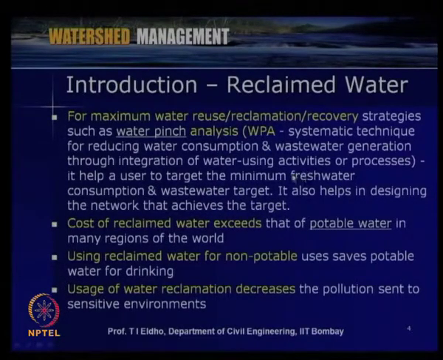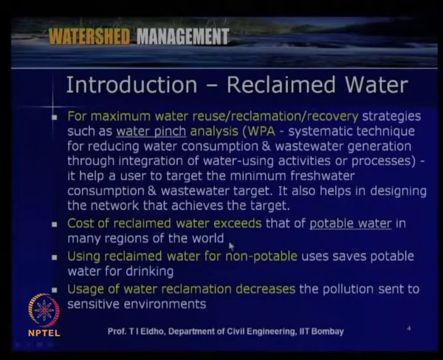So, water pinch analysis is important when we look into water conservation, wastewater generation, and wastewater treatment. This kind of analysis helps in designing the network that achieves the target. The target is the efficient usage of available water, so that we use less water as far as consumption is concerned, the wastewater generated will also be less, and that way we can conserve the water, and then we can choose an appropriate methodology for reclaiming, recycling or reuse.